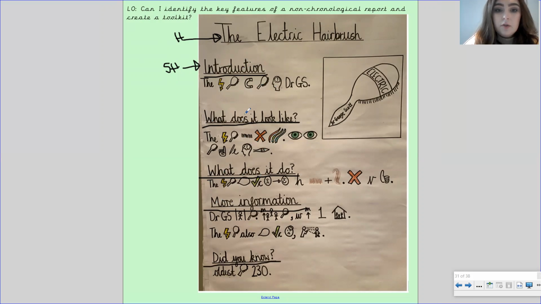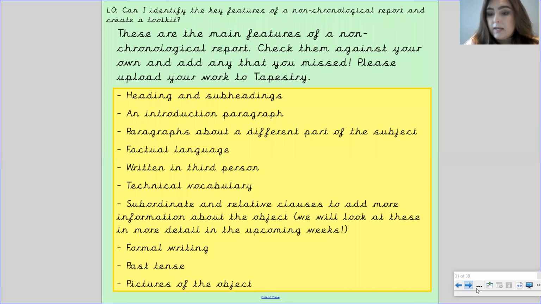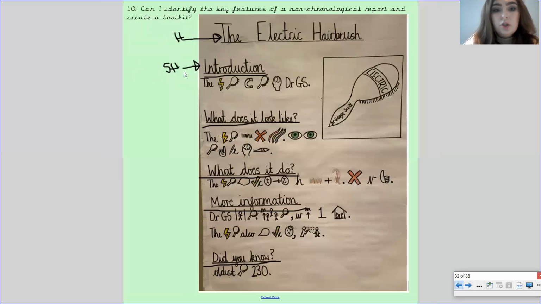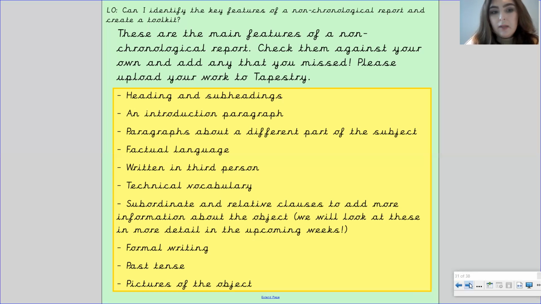So we've got 1, 2, 3, 4, 5 subheadings in all. The next one is an introduction. So non-chronological reports will introduce, as the first paragraph, what the non-chronological report is about. So here is our introduction. And here it says, the electric hairbrush was in fact a magnetic brush invented by Dr. George Scott. So there is our intro.